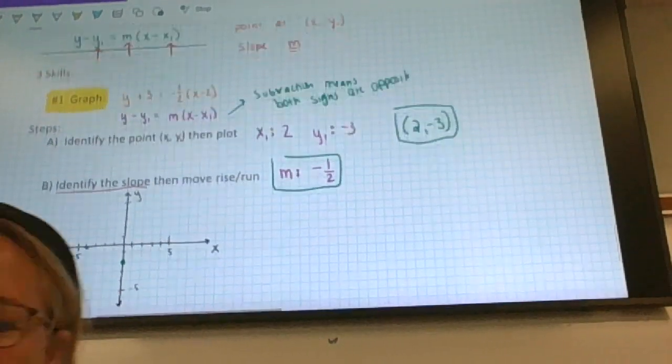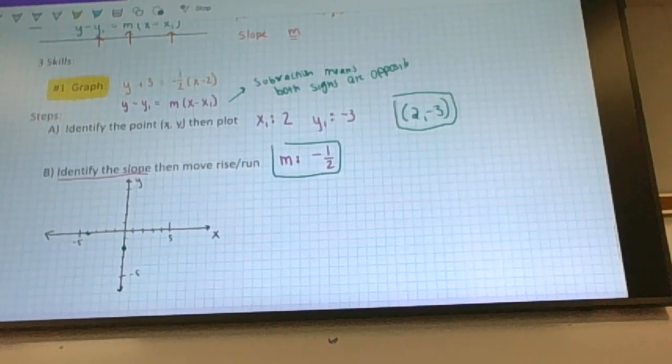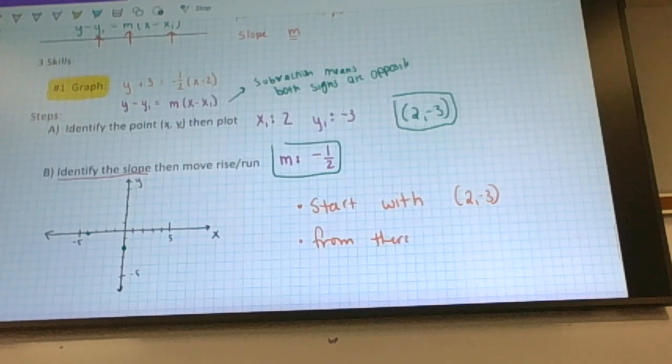Oh, really good point. Love your question. I totally understand what you're saying. Okay, so in order to graph, this time you start with 2, -3, and then from there move down 1, right 2. So that y value is not a y-intercept. It's no longer on the y-axis. That's what makes this a little different. It's now at 2, -3. From there, we go down 1, right 2.